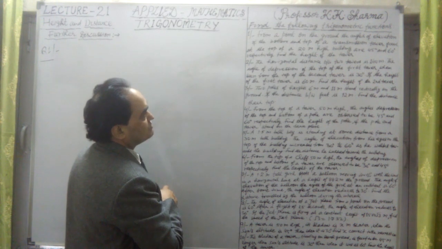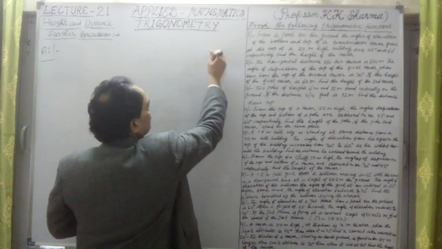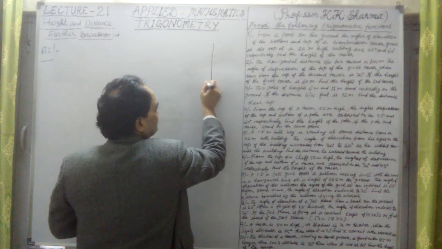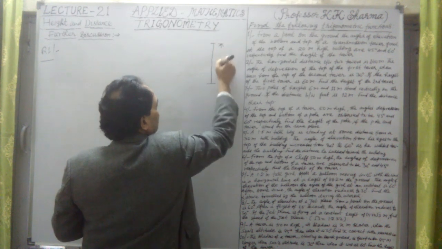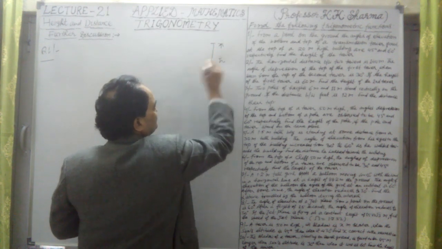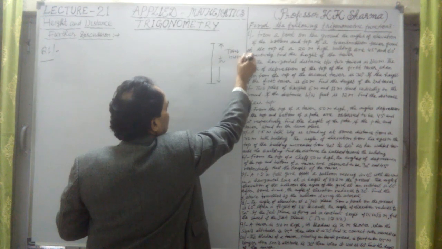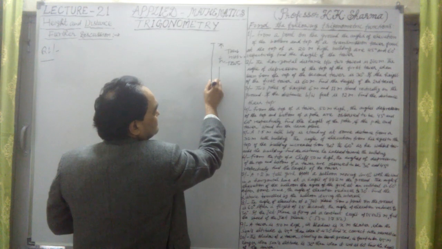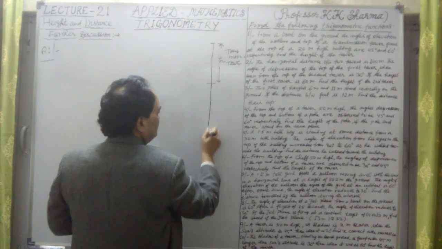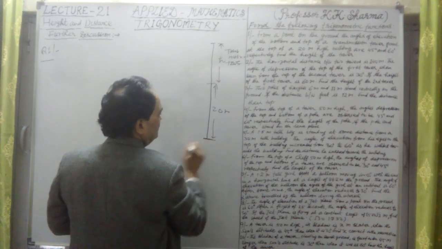Now it says from a point on the ground, the angle of elevation of the bottom and top of a transmission tower. There is a transmission tower. Let me take, this is the transmission tower here. So this height we have to find out. Height of the tower, let me take, this is height h. This is the transmission tower, which is fixed on a building, 20-meter high building. Transmission tower fixed at the top of a 20-meter high building.